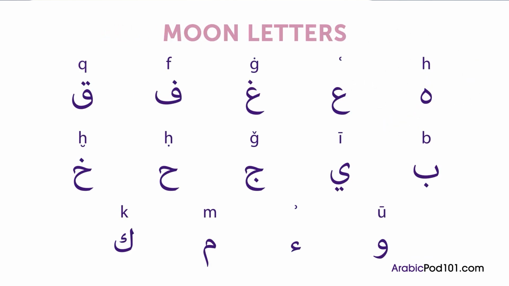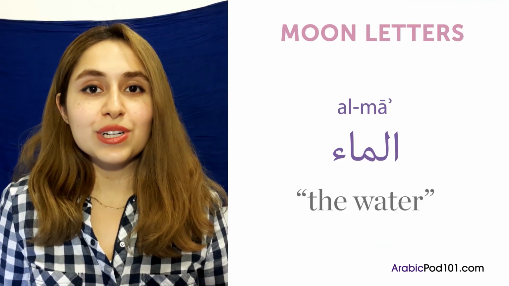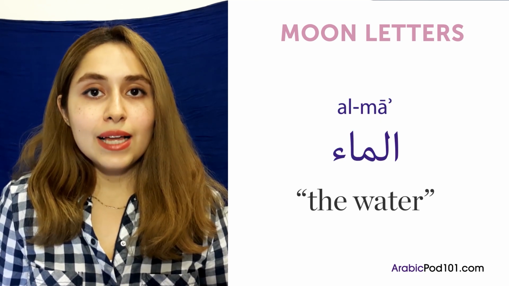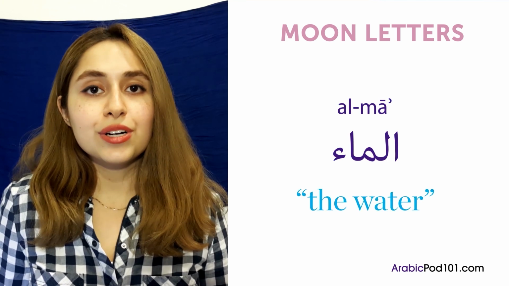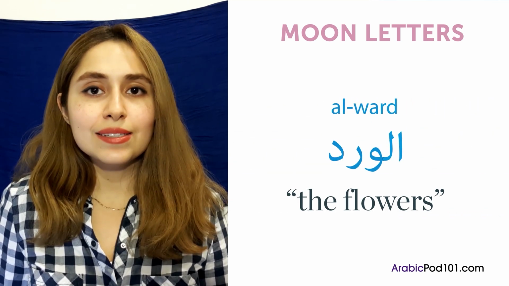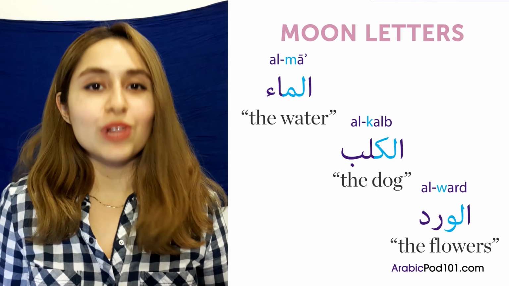Here are the moon letters. قاف, فاء, عين, غين, هاء, خاء, حاء, جيم, ياء, باء, كاف, ميم, همزة, واو. Let's try to pronounce some words that start with an L followed by a moon letter. الماء, the water. الكلب, the dog. الورد, the flowers. Notice how moon letters allow the L to be pronounced fully.